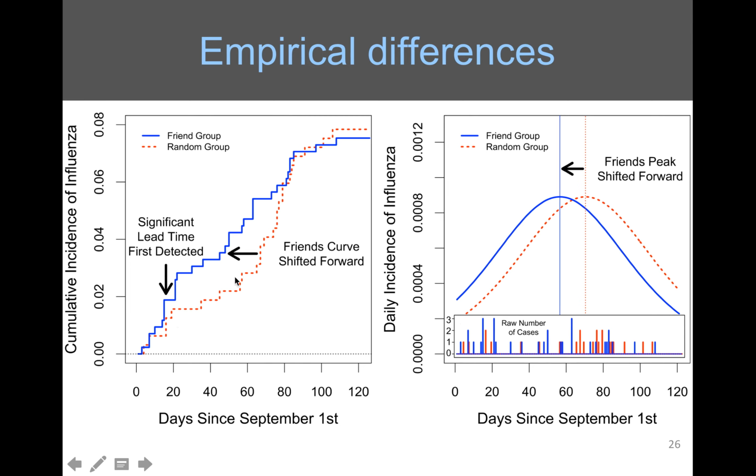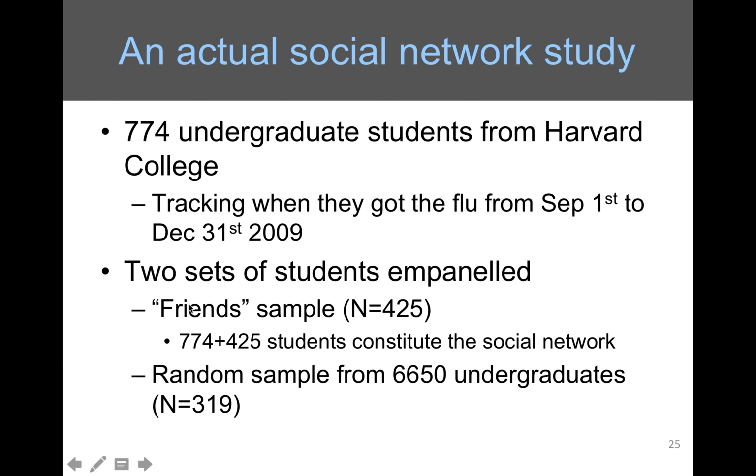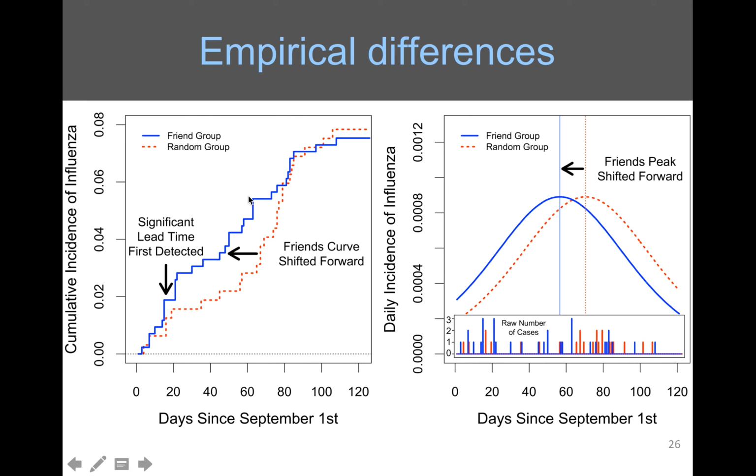What is interesting here is that the red curve is the random group, and the blue curve is the friends group. I'm not going to get into the details of how they formed the social network sensor. There's some very interesting theory that they did, so we'll get to that. But what is interesting is that the friends curve is shifted ahead of the red curve. The friends curve, which is blue, has the same shape as the red curve, but it's shifted a little bit to the left, which is exactly what you want for a social network sensor.